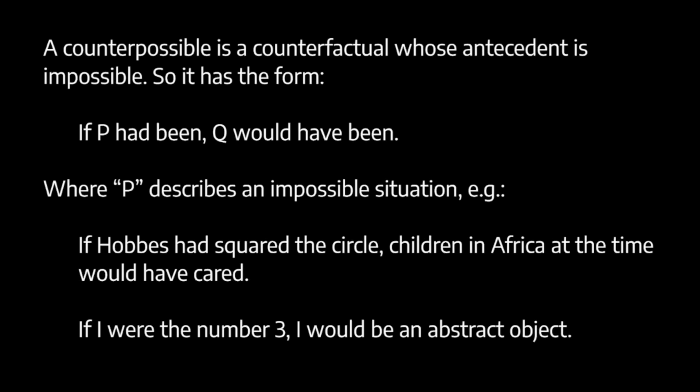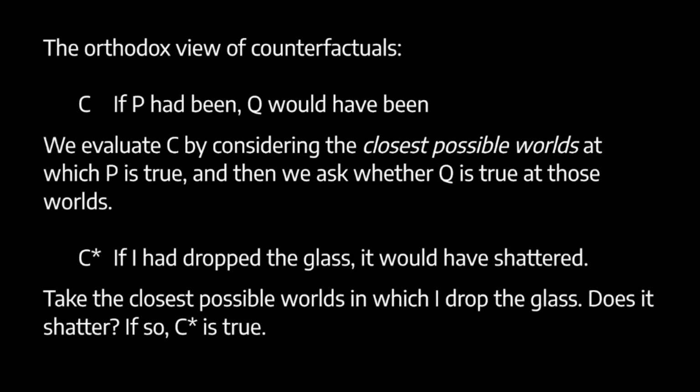So, for instance, if Hobbes had squared the circle, children in Africa at the time would have cared. If I were the number 3, I would be an abstract object. If water molecules consisted of 6 carbon atoms, the moon would be made of cheese. If there were true contradictions, paraconsistent logic would be correct. Most philosophers would regard at least some of those counterfactuals that I just stated as having impossible antecedents. It is impossible to square the circle. It is impossible for a person to be a number, and so on. So these are counterpossibles. Now, the orthodox view of counterpossibles is vacuism, which says that all counterpossibles are vacuously true.